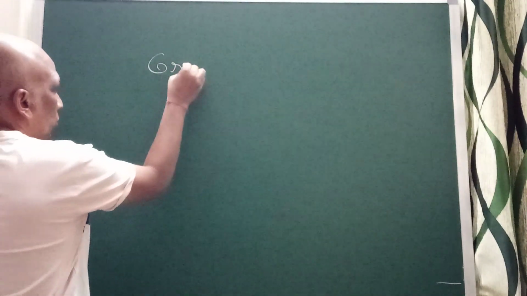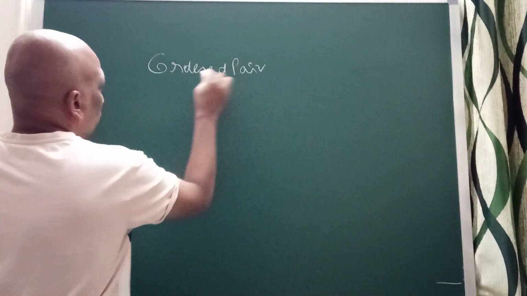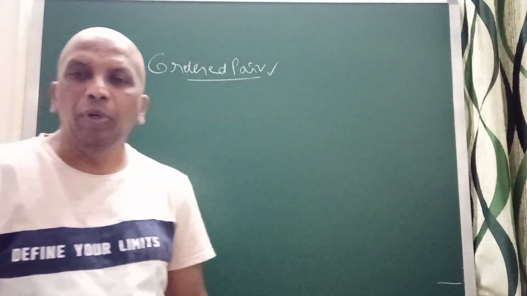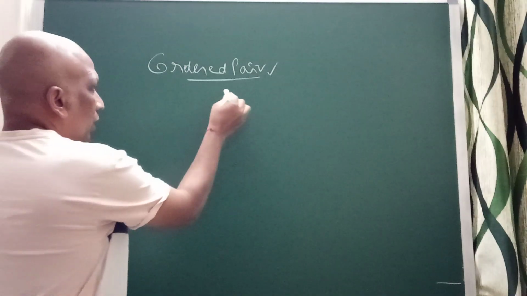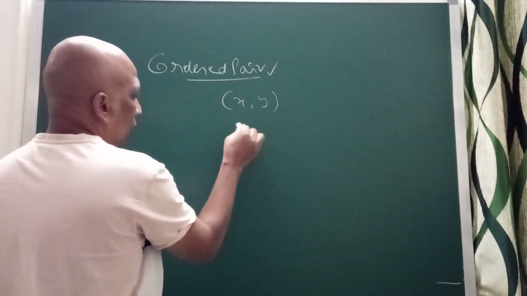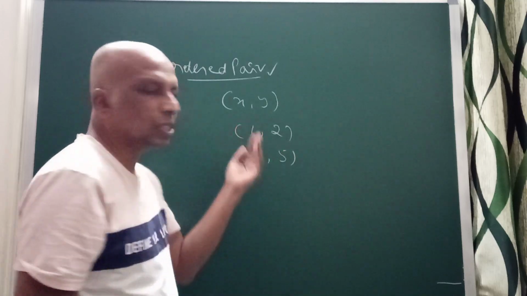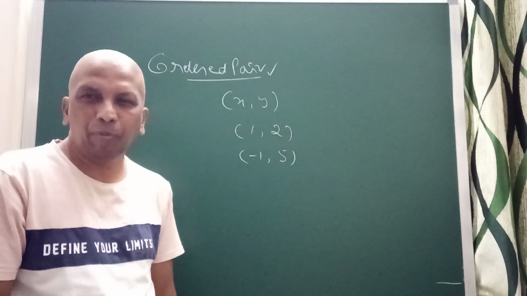Before the Cartesian product, you should know about ordered pairs. What is the meaning of ordered pair? Generally, ordered pair means a combination of two elements, like x comma y. For example, 1 comma 2, minus 1 comma 5. This is called an ordered pair. Two elements will be there.